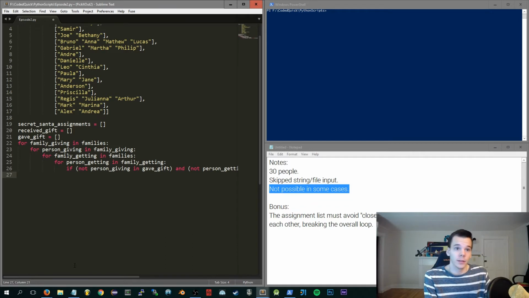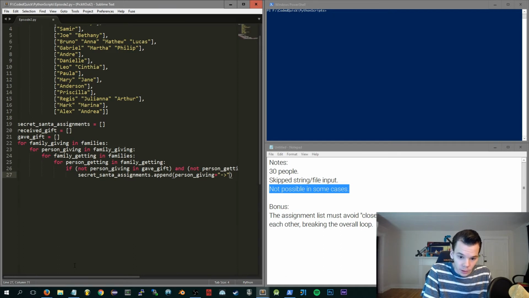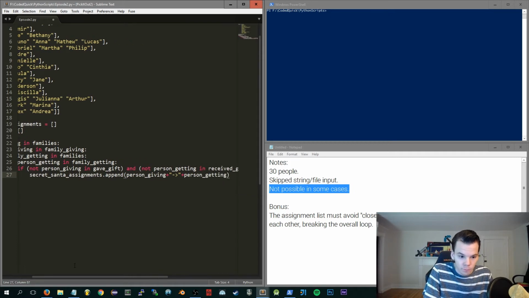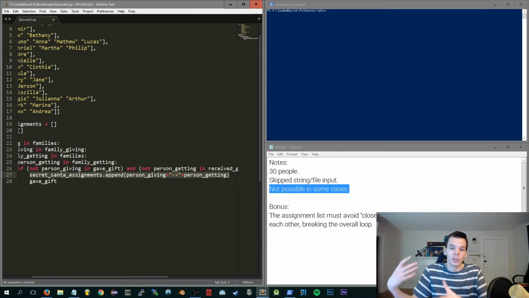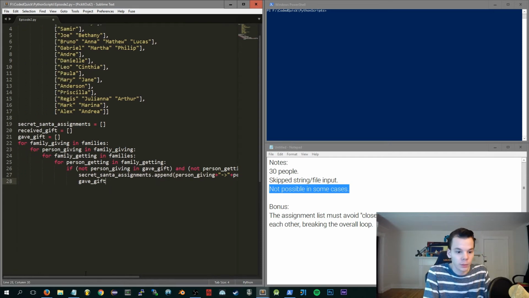So if that is the case, then Secret Santa assignments should append person giving, and then, this is the format that most people use on the actual question post, person getting. Okay, now gave gift. So this appends to the Secret Santa assignments the person who's giving the gift, then an arrow to say they're giving it to, and the person who's getting the gift. It's just the format of our output strings, really.